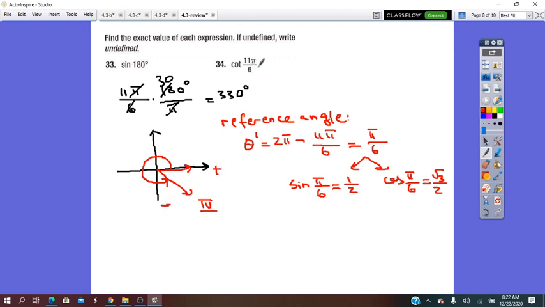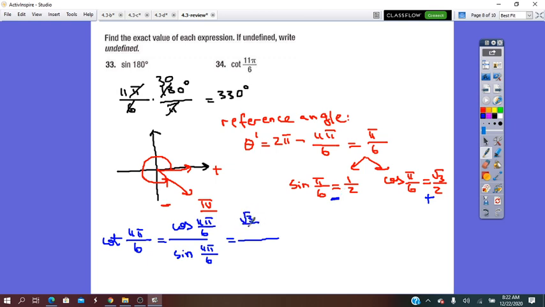And the cotangent is the reciprocal of the tangent. So we can write that cotan 11 pi over 6 is equal to cosine 11 pi over 6 over sine 11 pi over 6. And this equals, as we said, in the fourth quadrant, the cosine is positive and the sine is negative. So it will be square root 3 over 2 over negative 1 over 2. And this equals negative square root of 3.